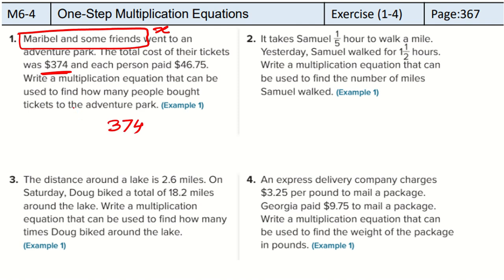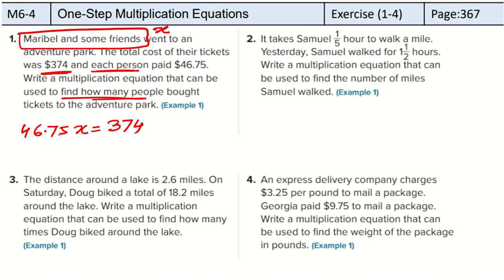$374 for the total ticket. And each person, means one person's ticket, was $46.75. Write a multiplication equation. So total how many people went there? x. So 46.75 x is equal to 374. And then they say find how many people bought the tickets.